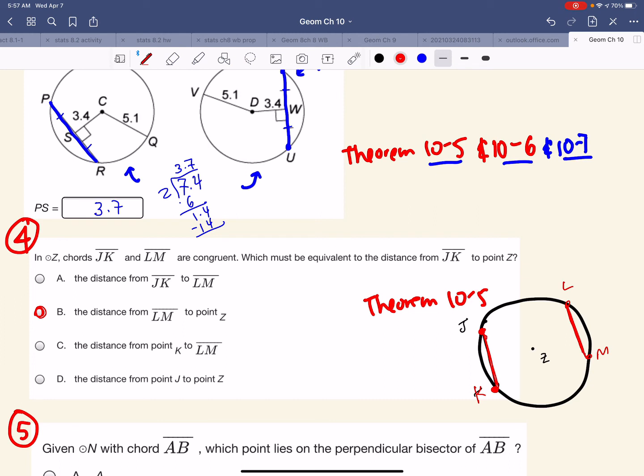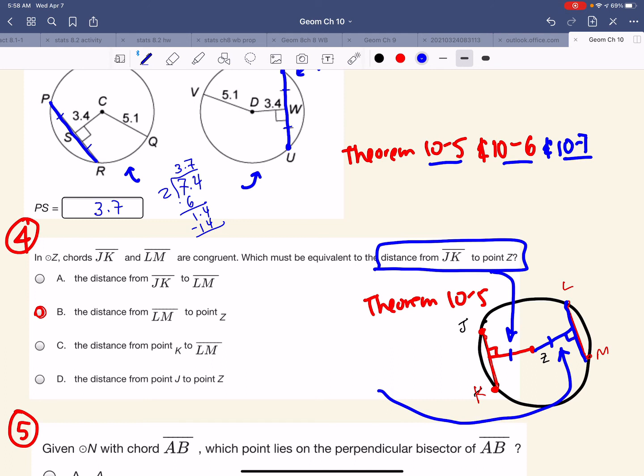which must be equivalent to the distance from the length JK to point Z. So as we trace back to Z, we learned from our theorem and its converse that this would be a set distance. And if this is exactly the same length as well, this would be this same set distance, all right? So it's not a radius, it's a distance from a length that is a set chord length. All right, and so we can say, what matches our picture? Well, this distance here matches this distance, so we're looking for the distance from LM back to point Z. Definitely like my choice B.